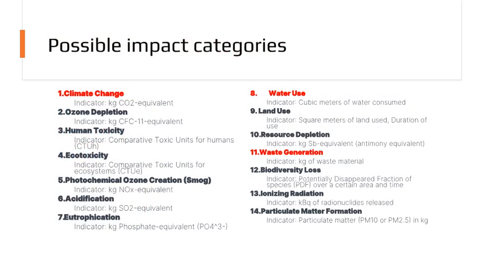The impact categories in Life Cycle Assessment (LCA) provide a comprehensive framework for evaluating environmental impacts across various dimensions. From climate change and ozone depletion to human toxicity and ecotoxicity, these categories offer insights into the diverse effects of product life cycles. By considering impact categories like water use, land use, and waste generation, businesses can assess the holistic environmental footprint of their operations.